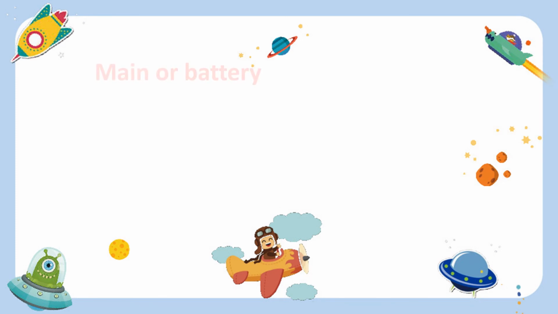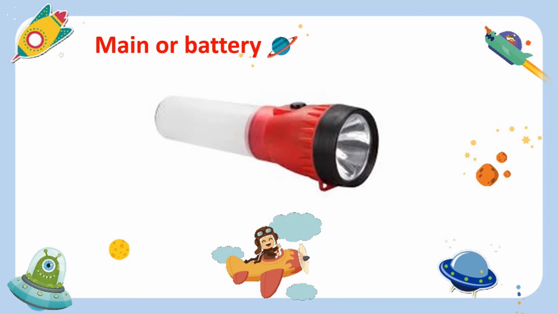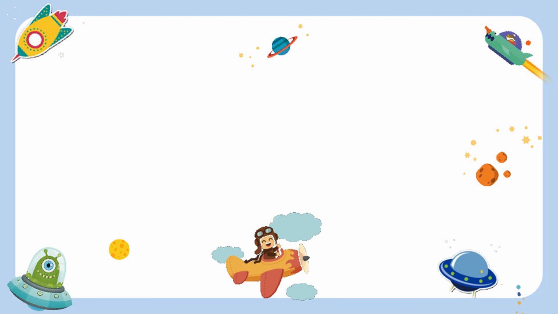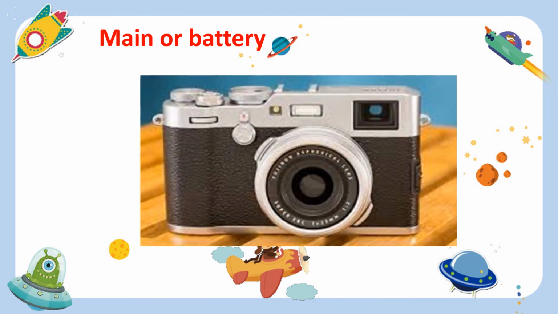Okay, is it from the main or battery? How do you call this one? We call this flashlight. Okay, what is your answer? It is from battery. Very good. Okay, is it from main or battery? This is what we call camera. Okay, what is your answer? It is from battery. Very good.